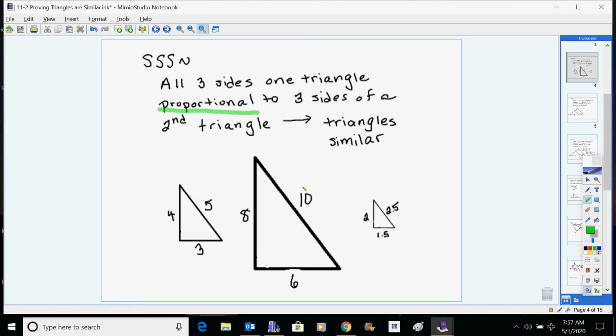All right, let's compare this one to this one just to make that make sense to you. 4/2 is the same as 2. 5/2.5 is 2. And 3/1.5 is 2. The ratios are the same for each one of the sides for these two triangles. These two triangles are also similar. So we have all those things going on and able to show that you have similar triangles.